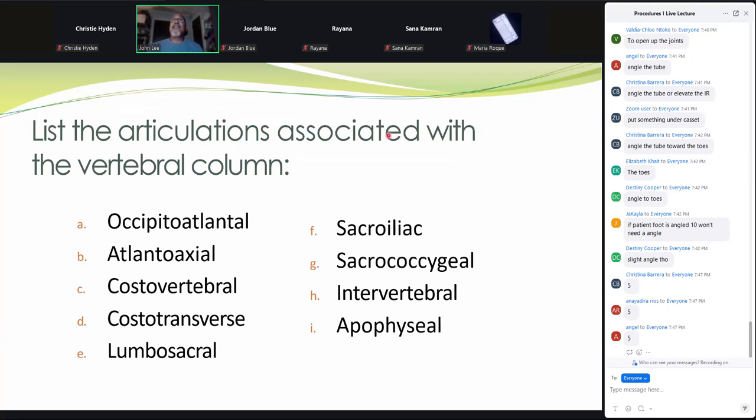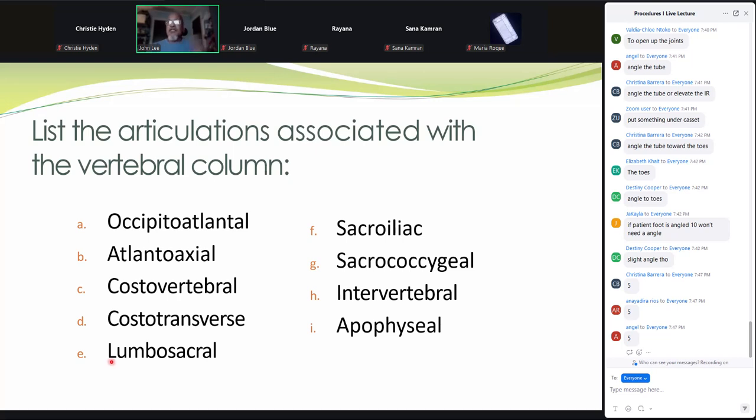List the articulations associated with the vertebral column. These are all 9 of them. So the occipito-atlantal is the skull and C1. Atlantoaxial is C1 and C2. Costovertebral is the head of the rib with the thoracic vertebra. Costotransverse is the tubercle of the rib with the transverse process of the T-spine.